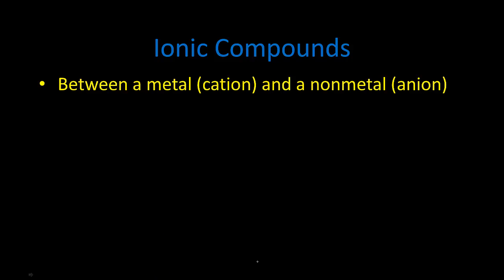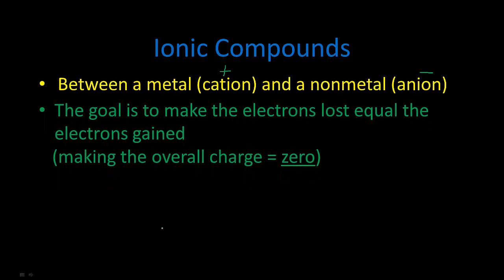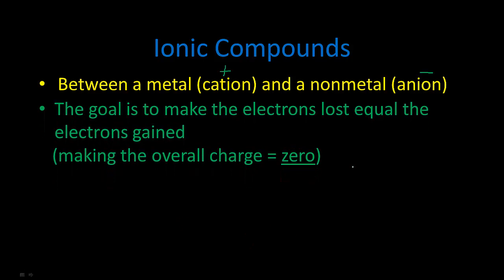Okay, now that we know oxidation numbers, let's talk about ionic compounds. Ionic compounds are always between a metal, which is a cation (now remember that t looks like a plus sign), and a nonmetal, which is an anion, and anions are negatively charged. The goal is to make the electrons lost equal to the electrons gained.